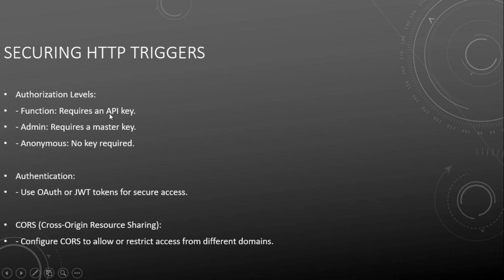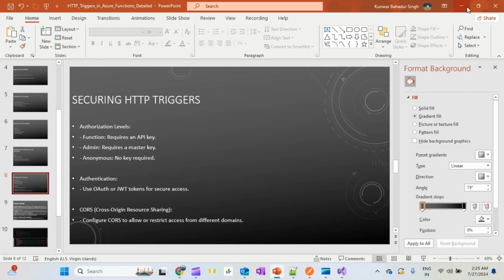It requires an API key, right? Admin requires a master key, which may be valid for multiple functions. But a function key is applicable for one function, for which you are defining or validating that key. Then we will also discuss authentication, how we can use OAuth using JWT. So let's see the demo.